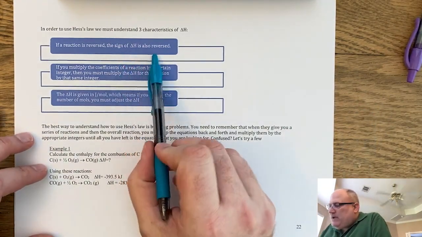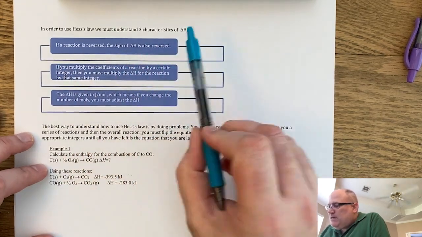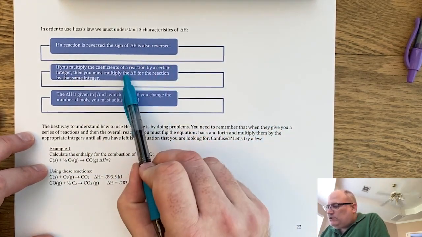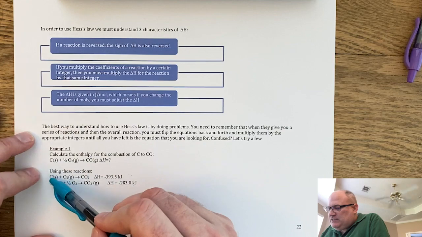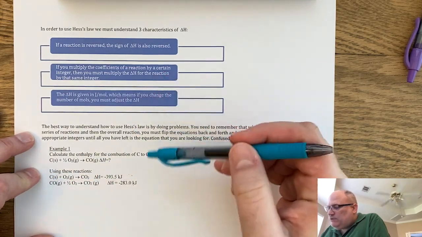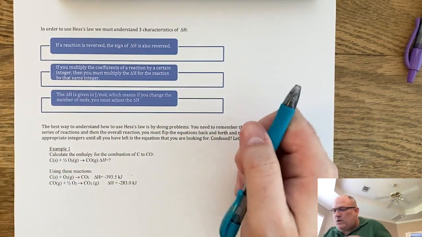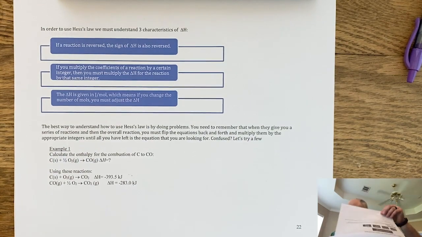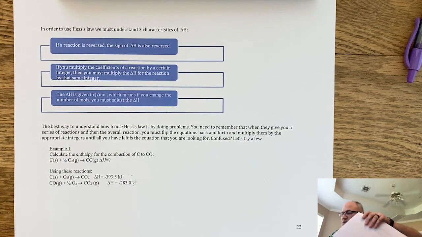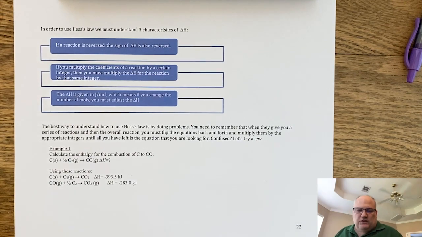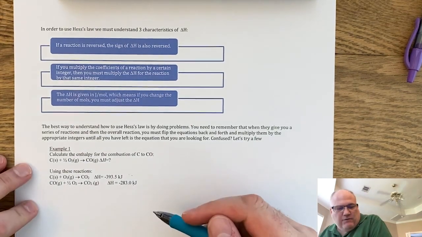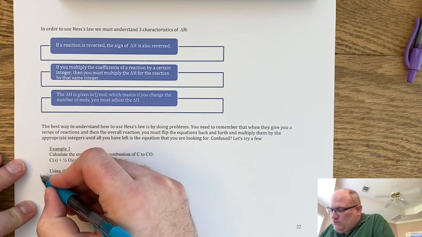If we ever take a reaction and we reverse a reaction, the enthalpy will be reversed. And if we ever multiply the coefficients, these numbers in front, by any factor, we have to multiply the change in enthalpy by that number as well. Now, the last one, where it says that change in enthalpy is in joules per mole, which means if you change the number of moles, you've got to change the change in H, will not really be used for us right now. But let's take a look at this right here, and we're going to call these reaction step 1 and step 2.